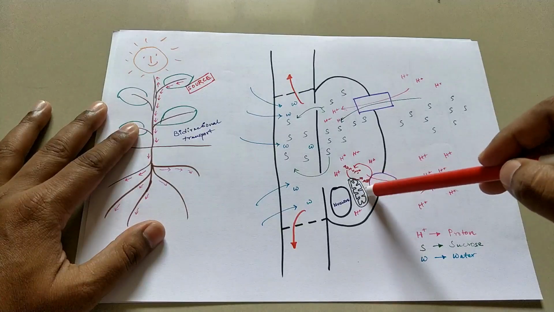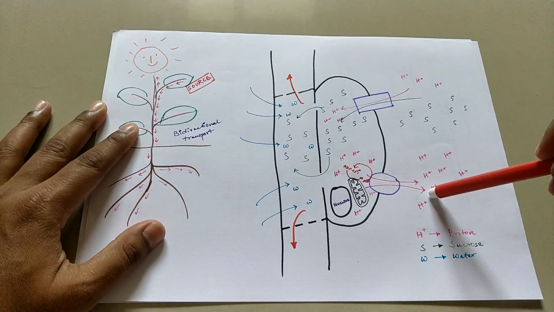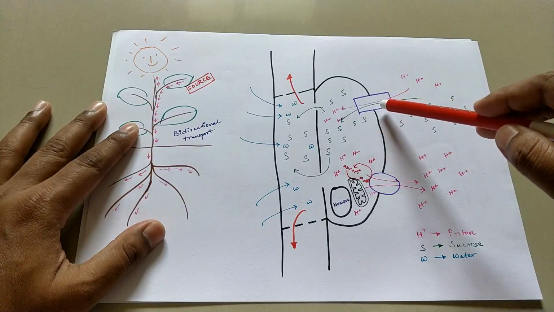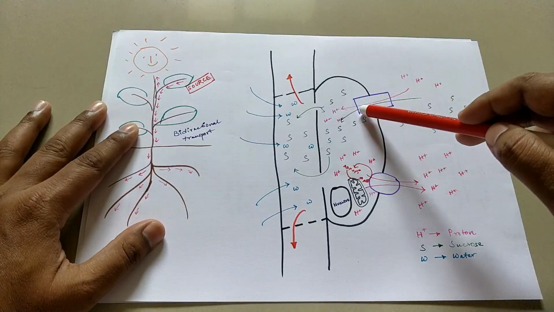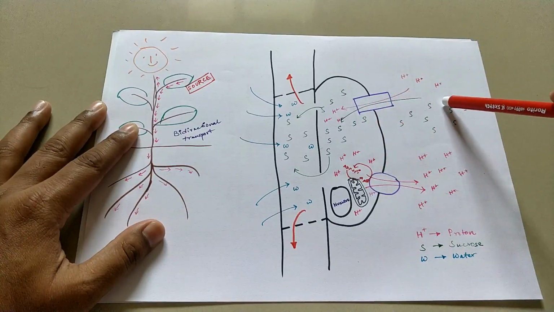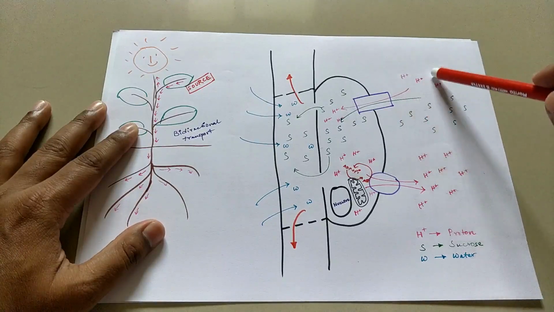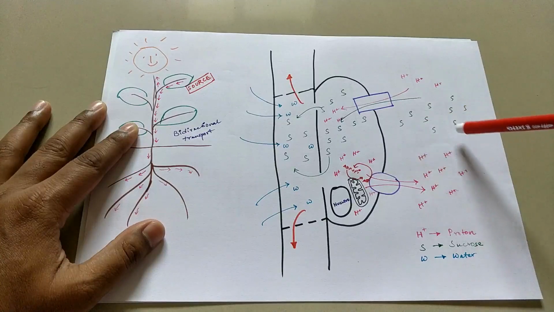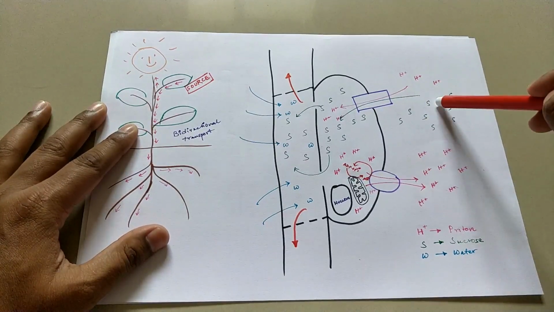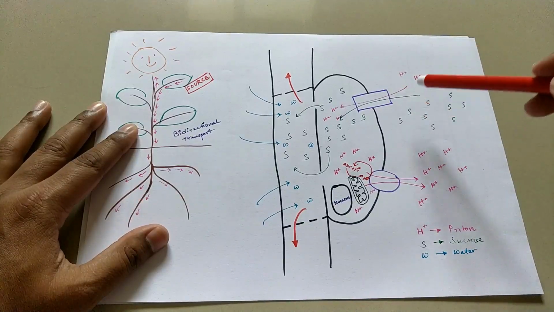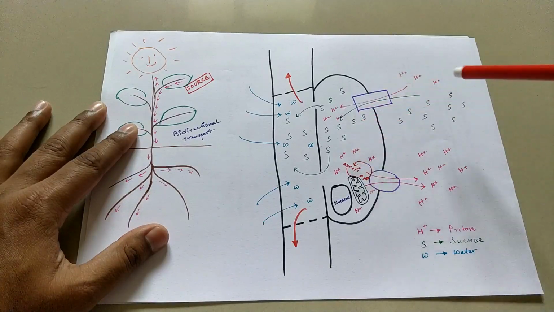Now try to understand. Here you are utilizing the ATP, so this is against the concentration gradient. Here you are not utilizing any ATP, so this is down the concentration gradient. Sucrose is more in these cells because these are cells which are producing glucose by photosynthesis. So automatically the amount of glucose will be more here, so the amount of sucrose will also be more here compared to inside.